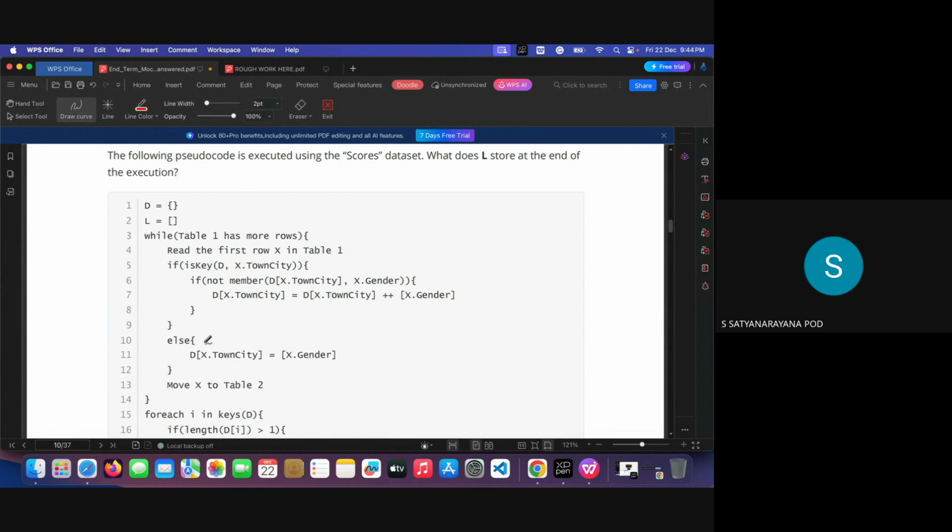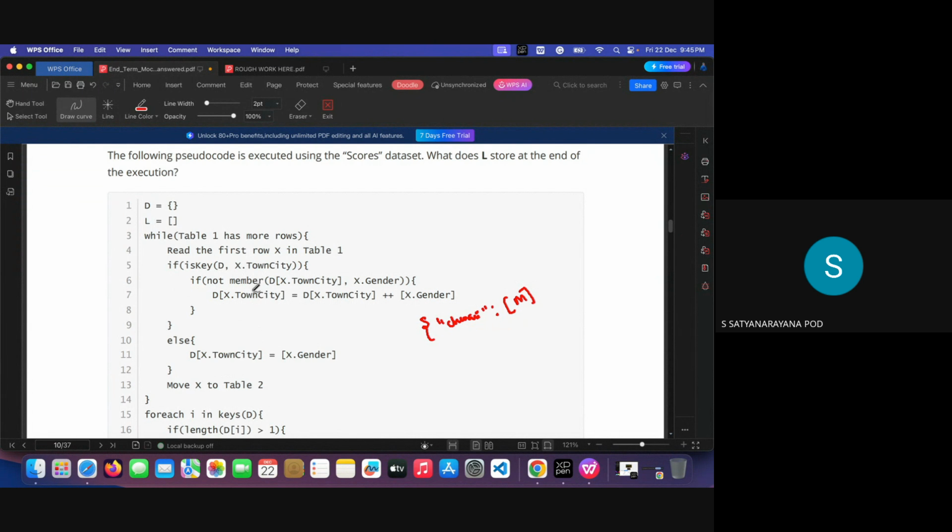In this else part, a dictionary entry is created with a city, something like Chennai. Clear? The gender is added as a list. So it might be added to a list for Chennai, and for the first student we got, the gender is male. We got the male. Is it clear? Because that was the first card. Again the loop is repeated.